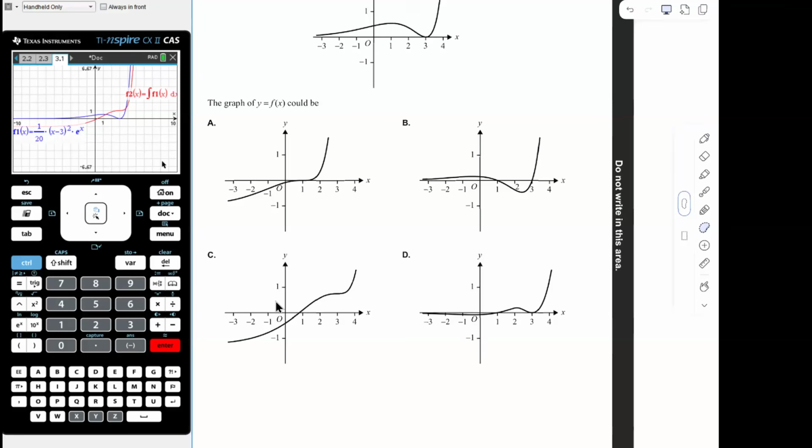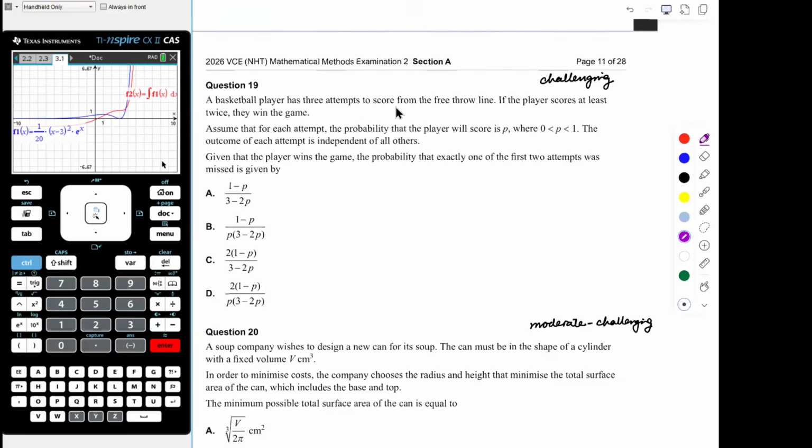Anyway, we can move on and have a look at the last few questions. Question 19, a basketball player has 3 attempts to score from a free throw line. If the player scores at least twice, they win the game. Assume that for each attempt, the probability that a player will score is P. P is between 0 and 1. The outcome of each attempt is independent of all others.